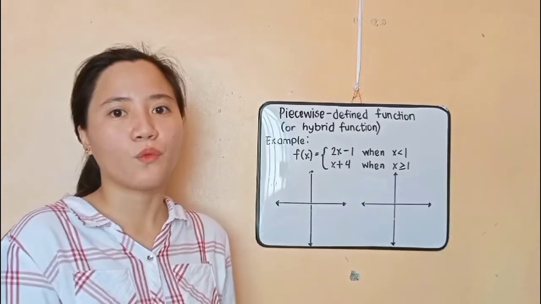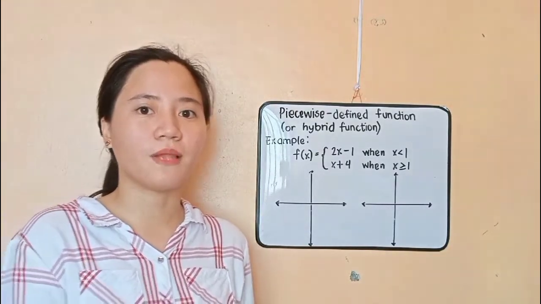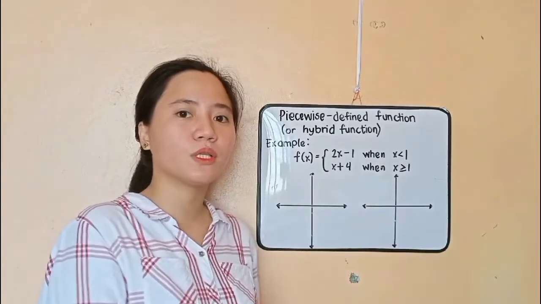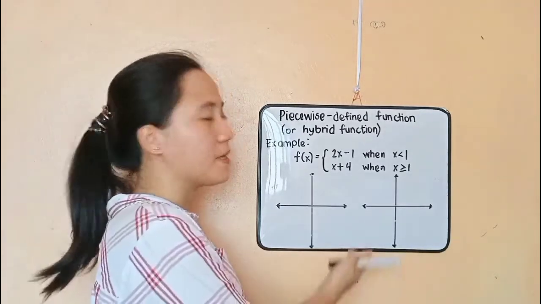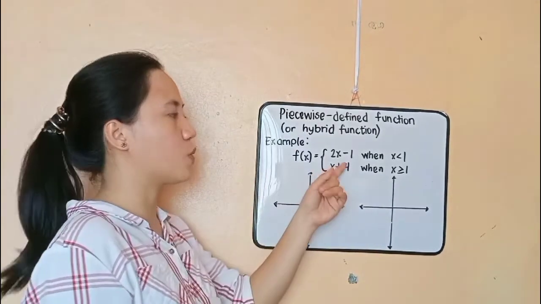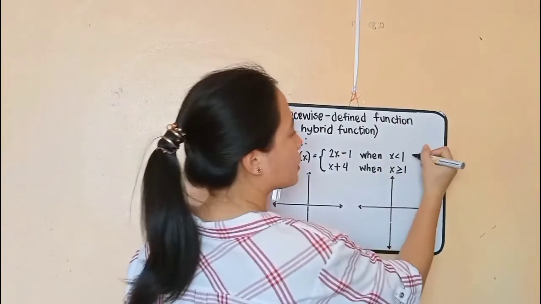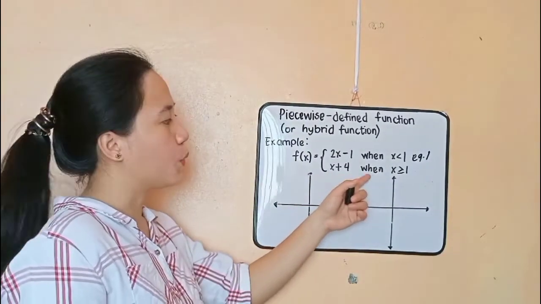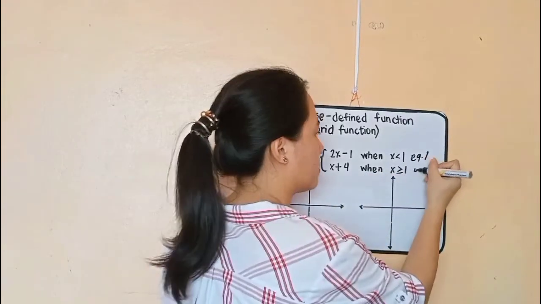It is a function which is defined by multiple subfunctions, where each subfunction is applied to a certain interval of the main function's domain. Either we will use solving or graphing, but in this example, we will use graphing and we will graph this given function. Let's graph this example. F of x is equal to 2x minus 1 when x is less than 1. So this is equation number 1. And another is x plus 4 when x is greater than or equal to 1. And this is equation number 2.